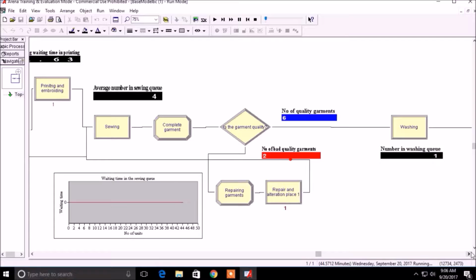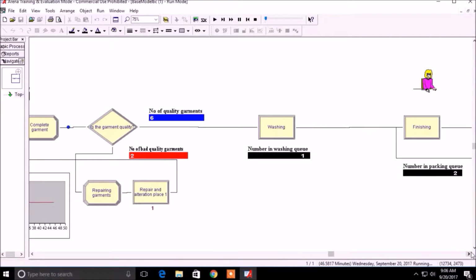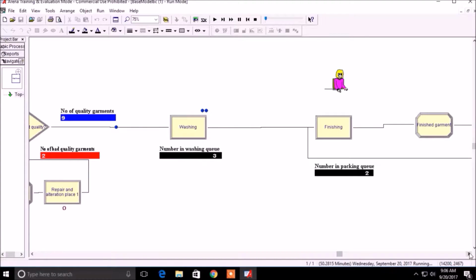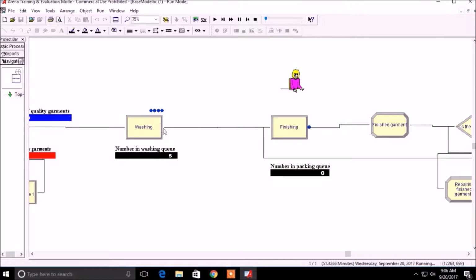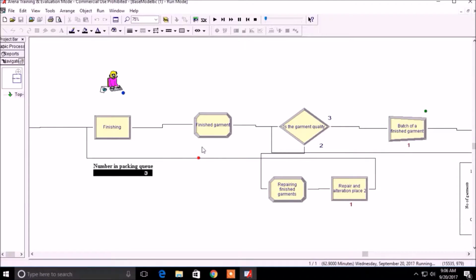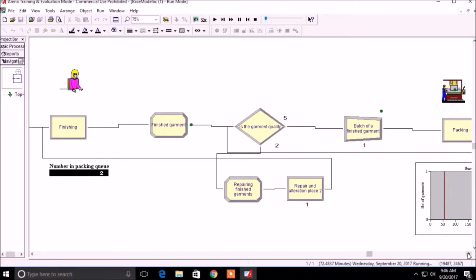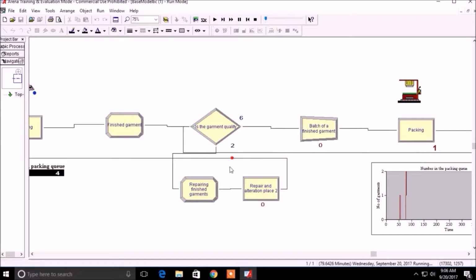This is the washing process. You can see the queues building up. In the finishing section, the animation shows the employees are busy. Finished garments are again checked for quality and then they are moved to the packing division. Here, batches are maintained. In the model, you can see the red balls moving to the repairing section.